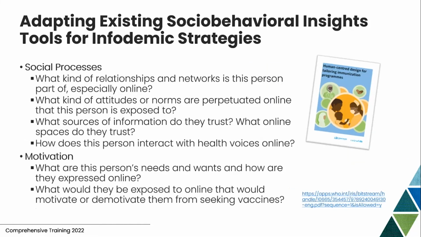And then if you go to the next slide, for social processes: what are the relationship networks that this person is part of, especially online? What kind of attitudes or norms are perpetuated online that this person is exposed to? What sources of information do they trust? What online spaces do they trust? How does this person interact with health voices online? When you're thinking about motivation, what are this person's needs and wants, and how are they expressed online? And what would they be exposed to online that would motivate or demotivate them from seeking vaccines?